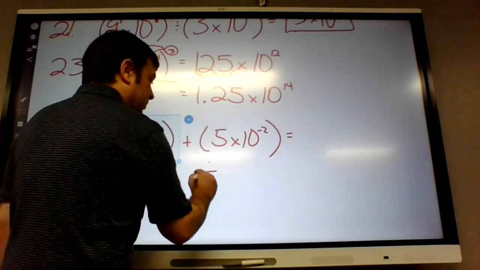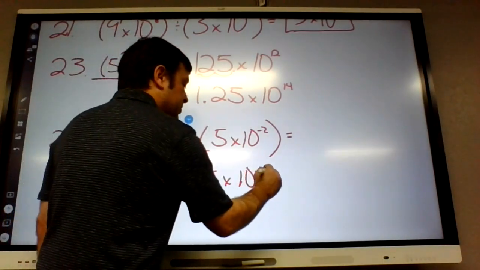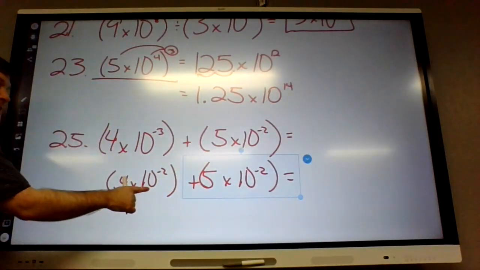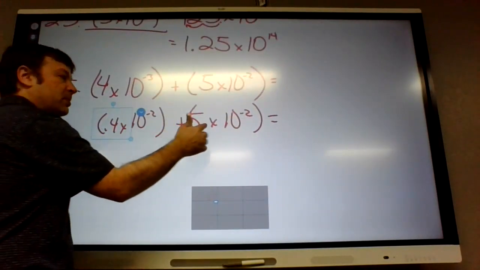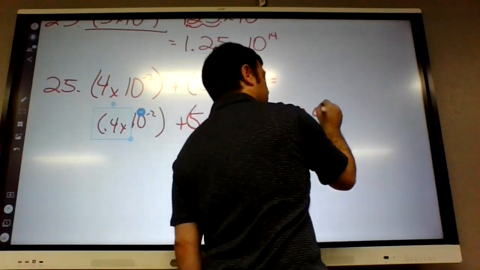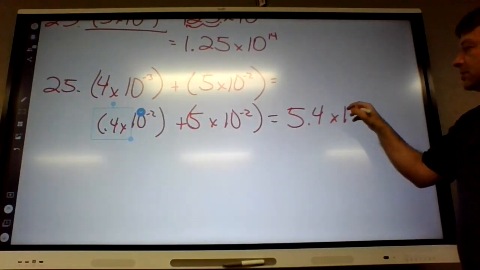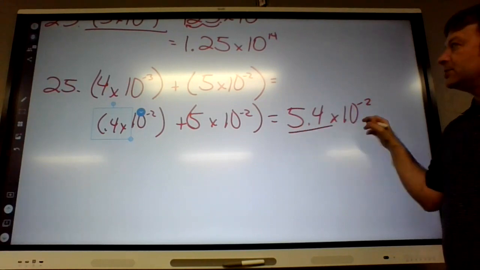Anyway, that's how you would do it without a calculator. Once you have the same 10 to the negative 2, you can just go ahead and add these things. 0.4 plus 5 is 5.4 times 10 to the negative 2.